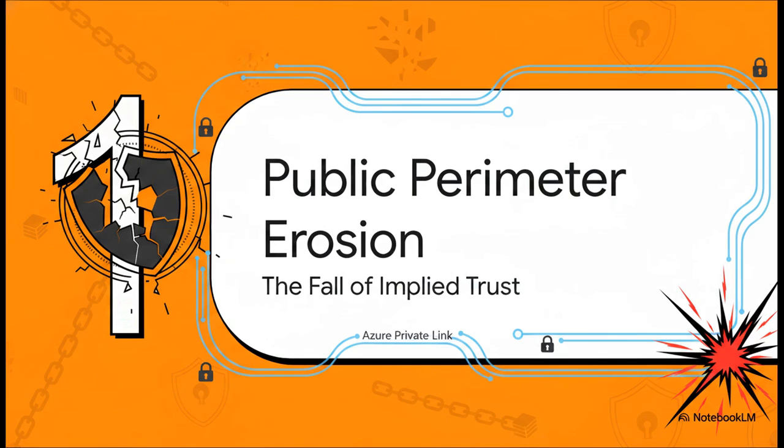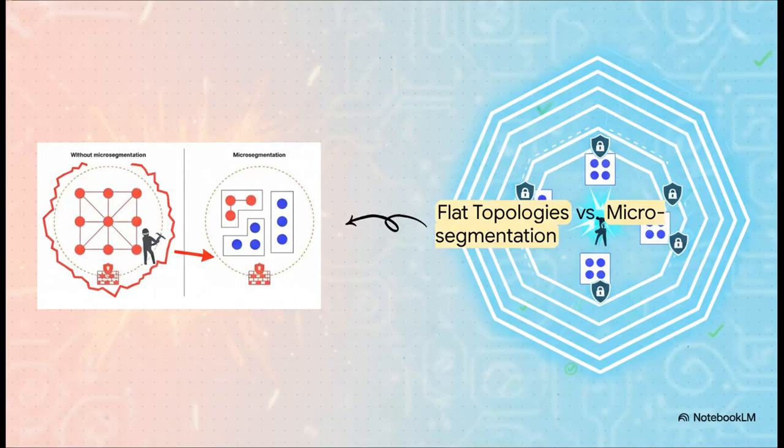The public perimeter erosion. Take a look at the stark difference here between legacy and modern network designs. With a traditional, flat network topology, an attacker who manages to breach the firewall, say, through a simple phishing attack, is now sitting inside an implicit trust zone. It's like an open highway that can easily move laterally or east-west, pivoting straight to your high-value databases. But with micro-segmentation, we're dividing the network into isolated zones. We create these micro-perimeters around specific services, which dramatically limits their movement and contains that blast radius.